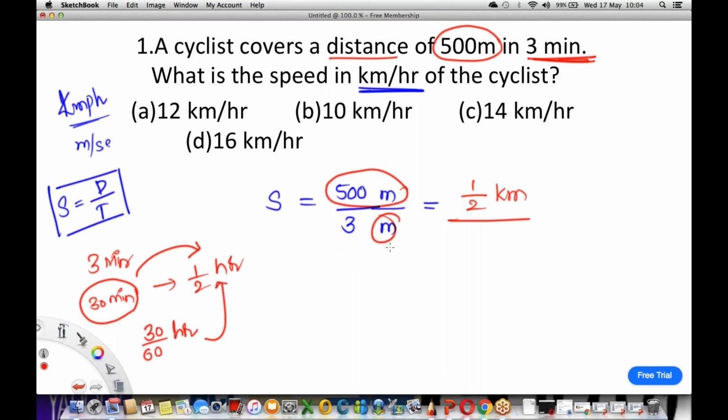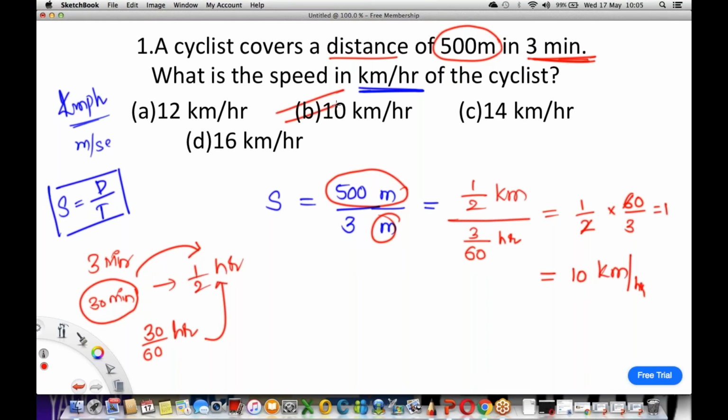So here also 3 minutes is there. 3 minutes I will write as 3 by 60 hours. So this is nothing but 1 by 2 into 60 by 3. This gives 30 by 3, which is 10. I can simply say that the speed will be equal to 10 kilometer per 1 hour. I can fix my answer choice as option B.